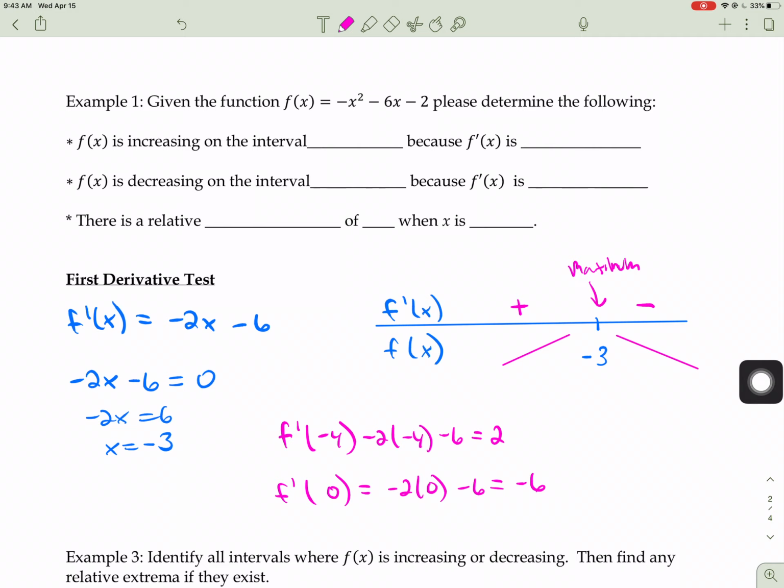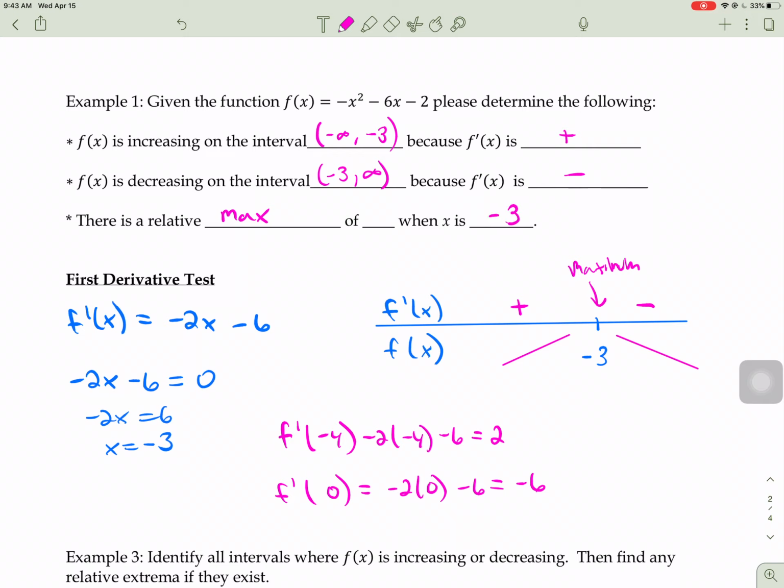So we can fill in this table up here. It says f prime of x is increasing when? It's increasing from negative infinity up to negative 3 because the slope is positive, and it's decreasing from negative 3 to infinity because the slope is negative, which means there is a relative max when x is negative 3.